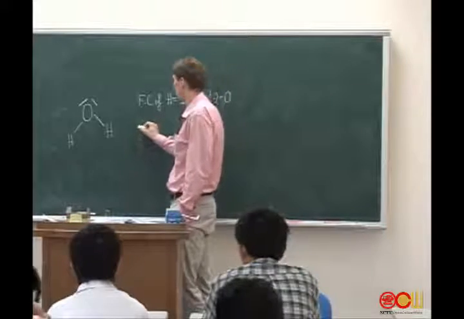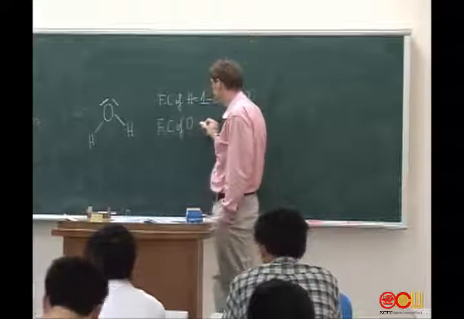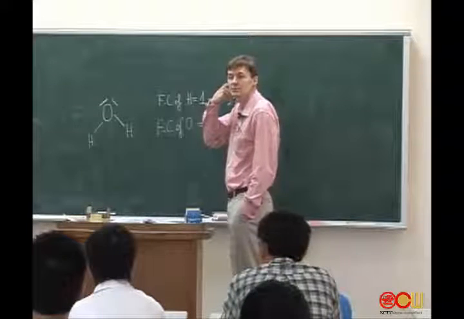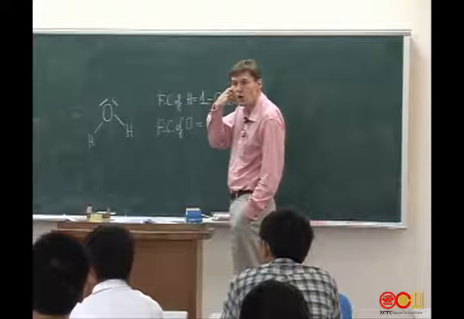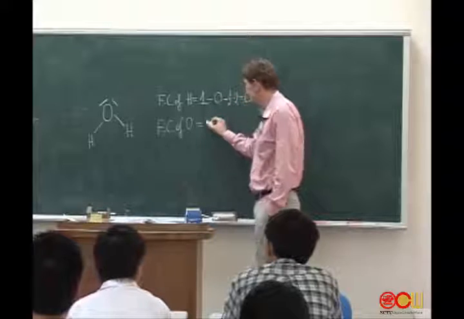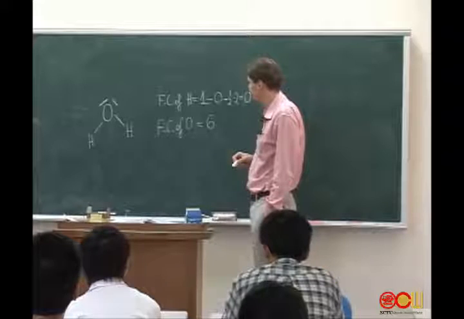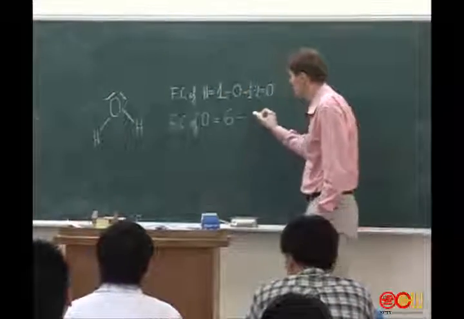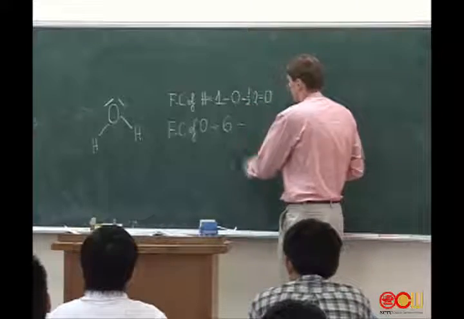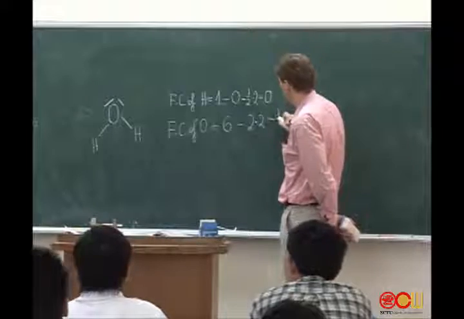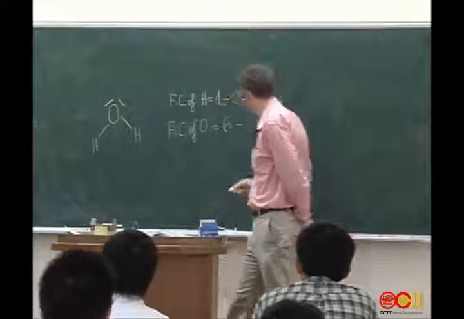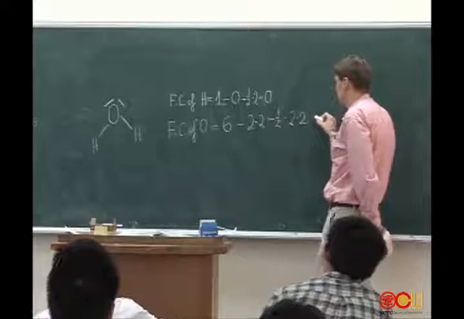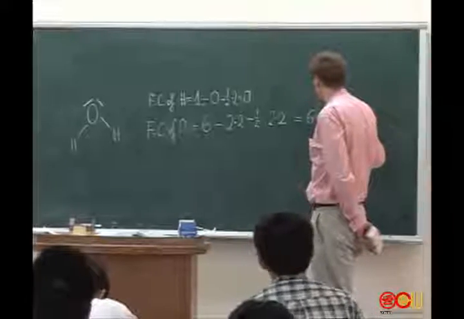What is the formal charge of oxygen? Let's calculate. Number of valence electrons in oxygen. How many valence electrons does oxygen have? 6. Okay, let's go further. Minus number of lone pair electrons. 2 lone pairs, every lone pair 2 electrons, so minus 4. Or maybe to write it more clearly, minus 2 times 2. Minus 1/2 of bond electrons. 2 bonds, 1/2 times 2 bonds means 4 electrons, 2 times 2. Which gives 6 minus 4 minus 2 gives 0.